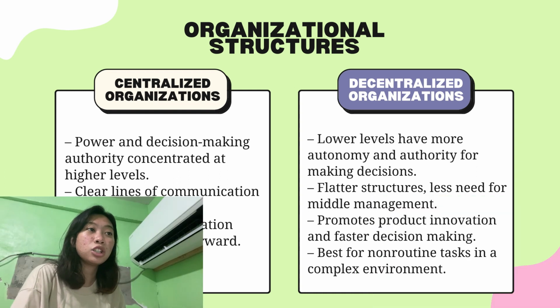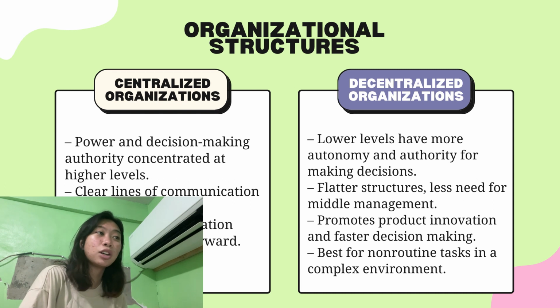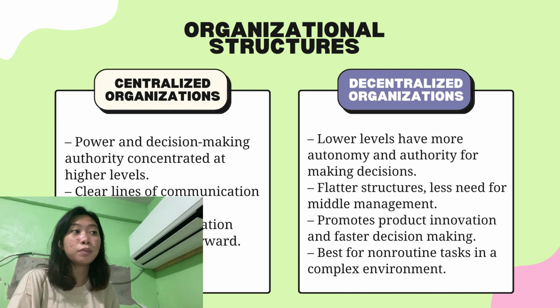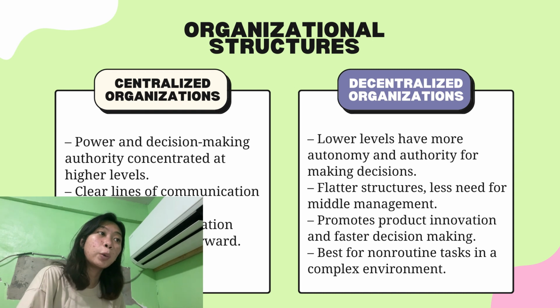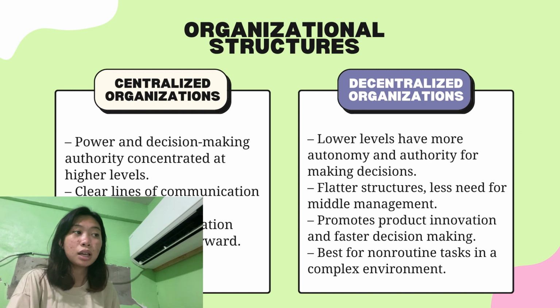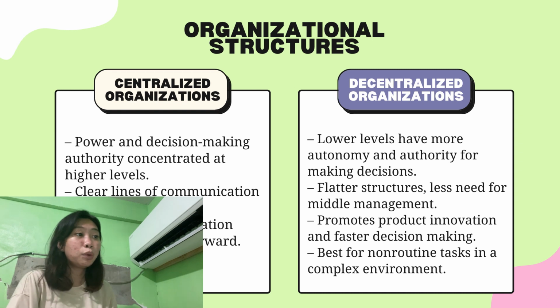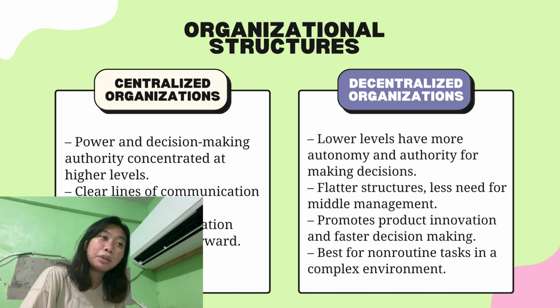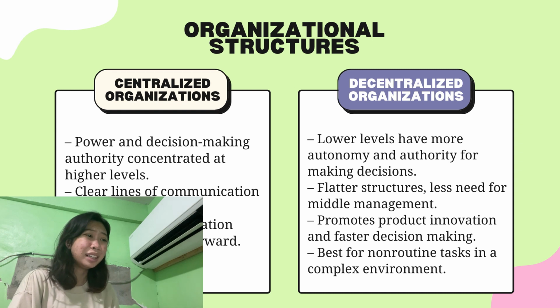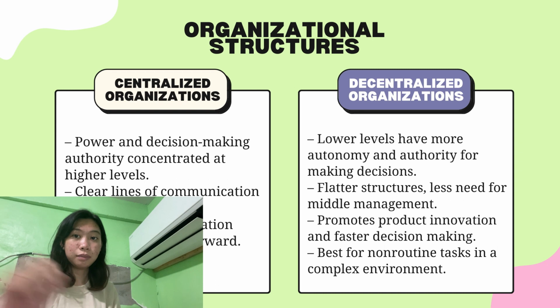Decentralized organizations tend to have flatter structures than the centralized organization because employees' greater autonomy decreases the need for middle management. Those at lower levels have more autonomy and authority for making decisions. Flatter structures, with less need for middle management, promote product innovation and faster decision making. This is best for non-routine tasks in a complex environment.